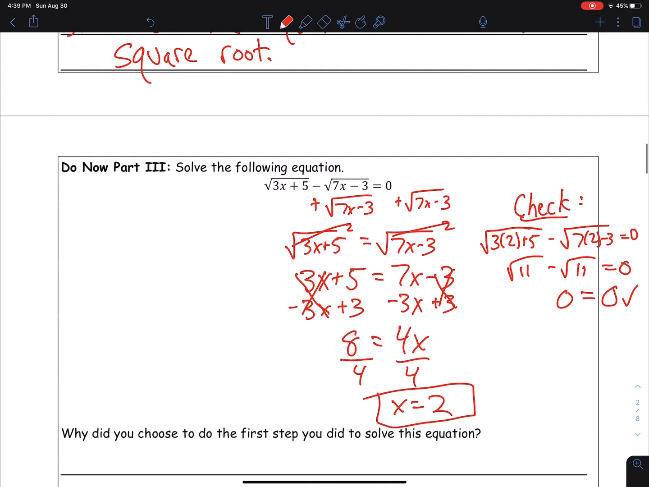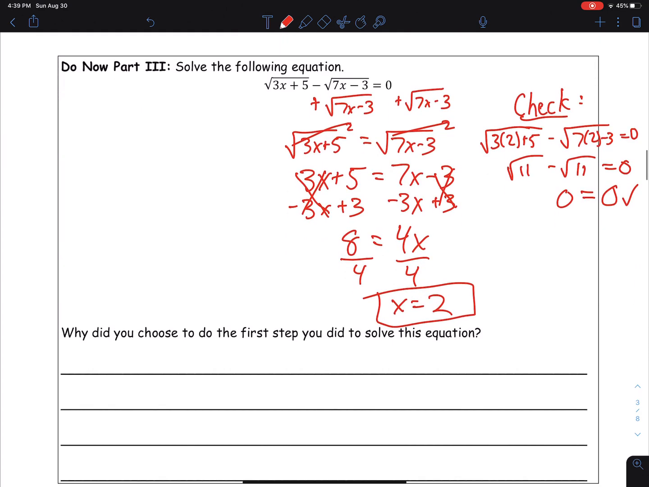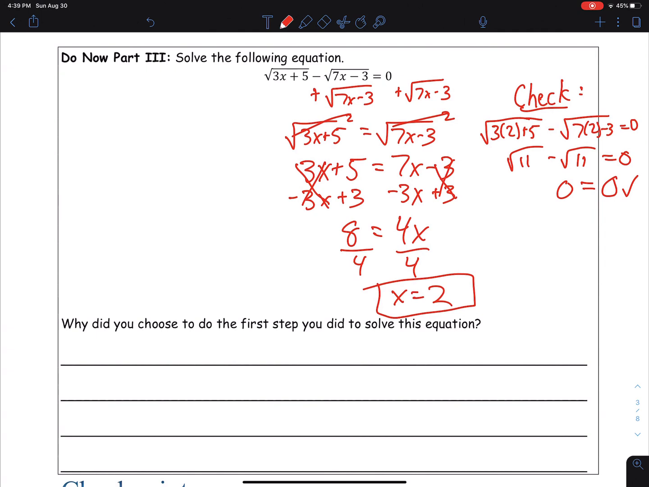So before I show you the incorrect way of solving, let's talk about why we did that as our first step. So what did I do? Well, I added that radical 7x minus 3 to both sides of the equation.